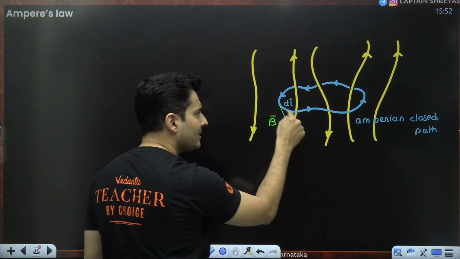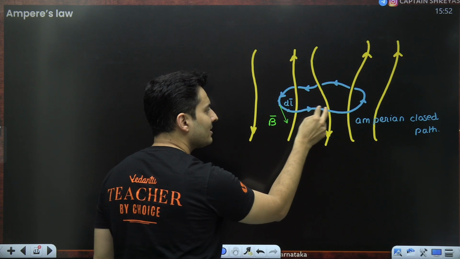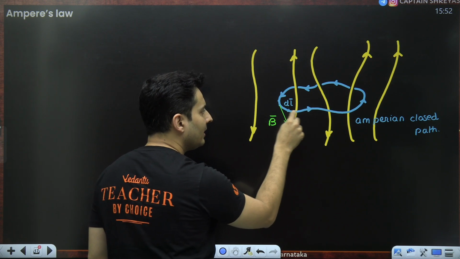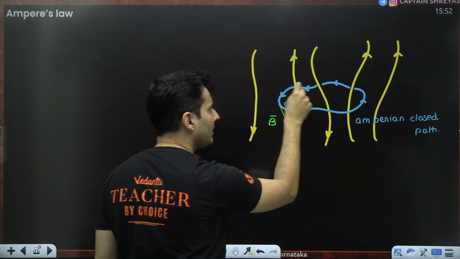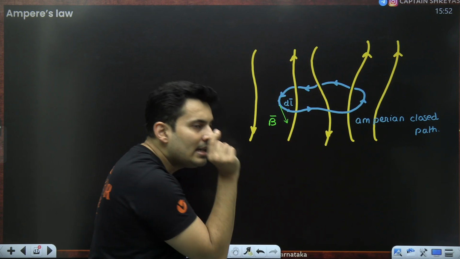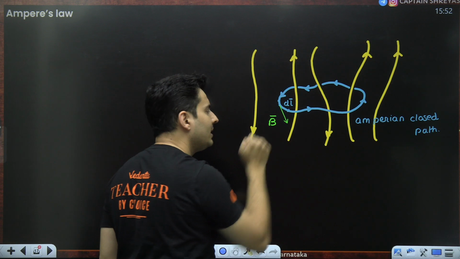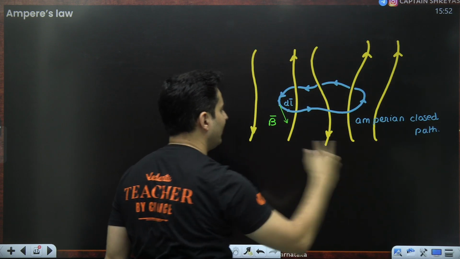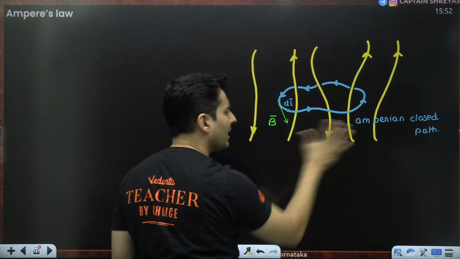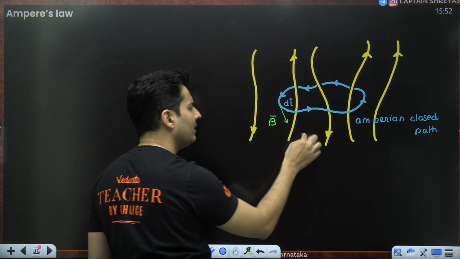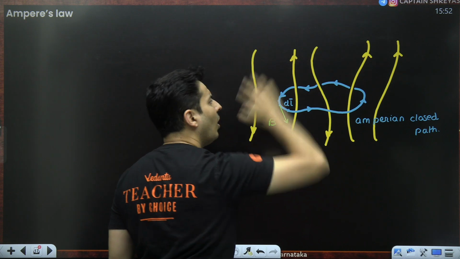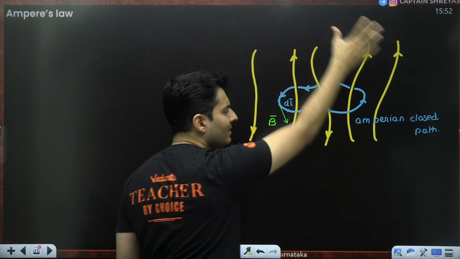Along this path, as I move small distances called dl, and I come back. At every point, there will be a magnetic field due to all the wires. So this B is not because of inside or outside wires only. This wire will create a field, this wire will create a field. All the wires will create a field at every single point.